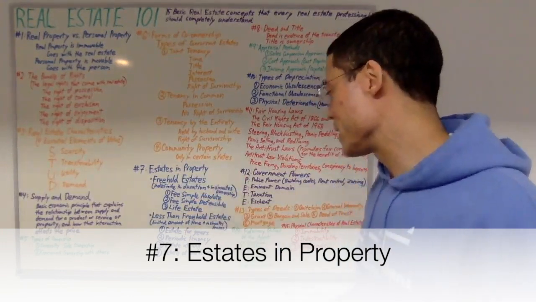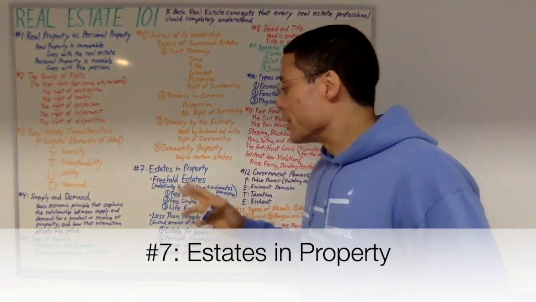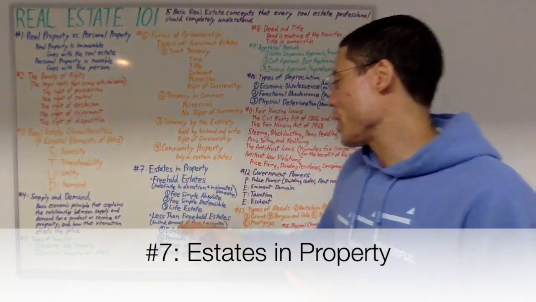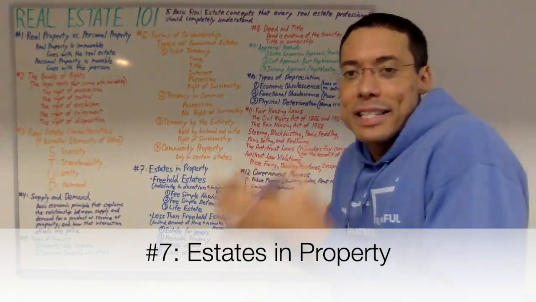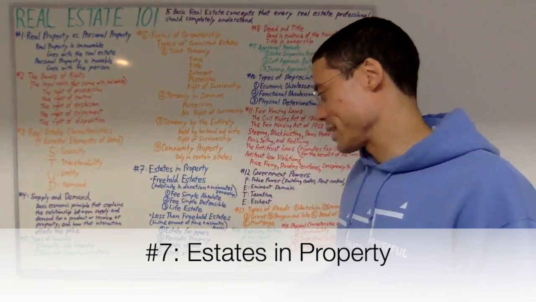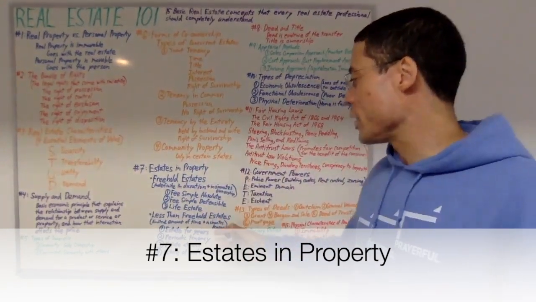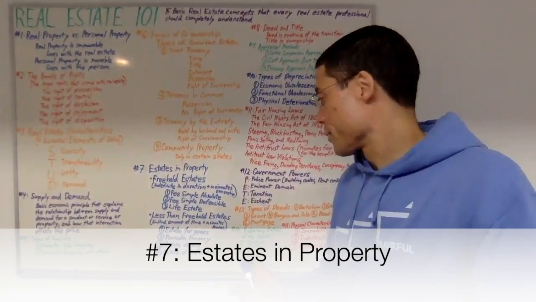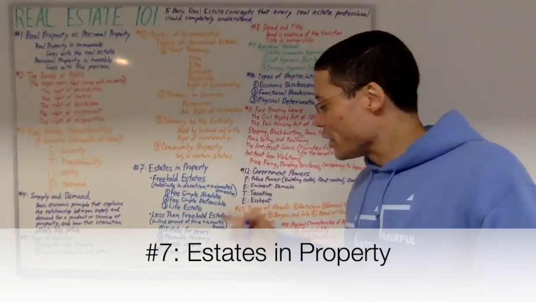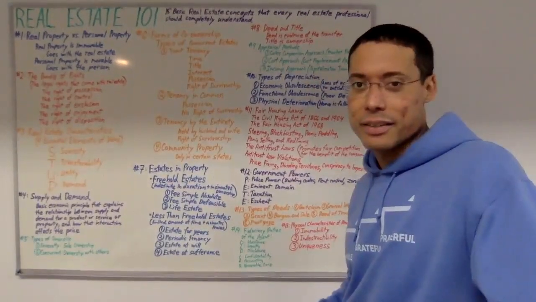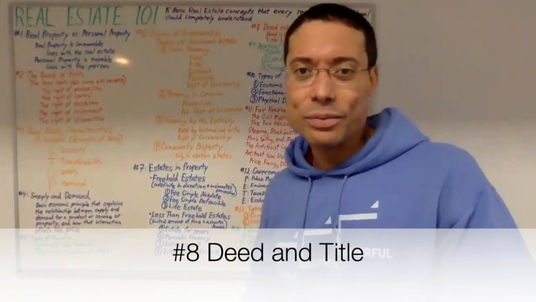What about less than freehold estates, right? What is that? Well, in less than freehold estates, you have a limited amount of time, right? And that insinuates leases. What are the types of less than freehold estates? Well, you have estate for years, you have periodic tenancy, you have estate at will, and you have estate at sufferance.